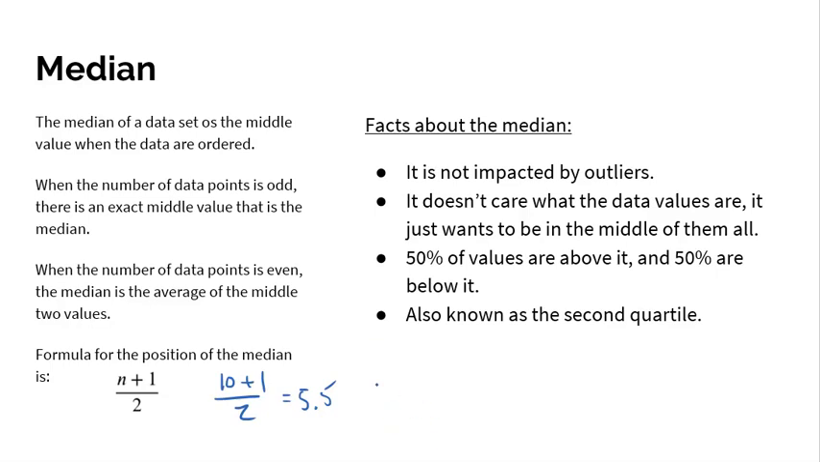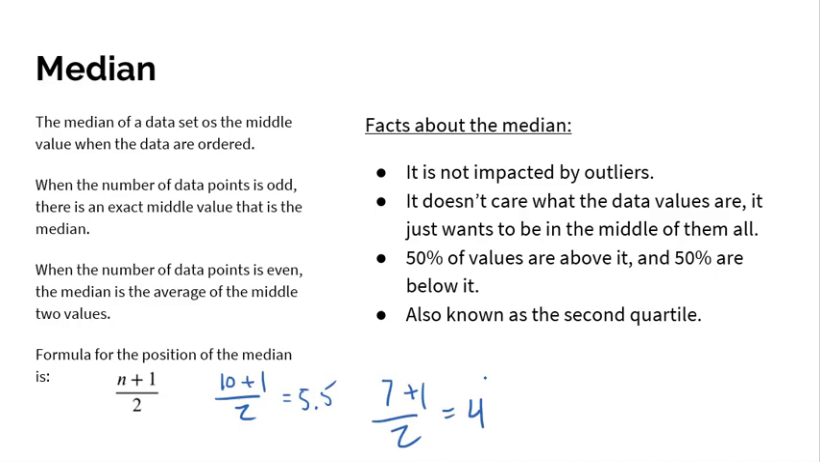If you have an odd amount of data, like 7 pieces of data, plus 1 divided by 2, that's going to be 4. That means the median is the 4th value: 1, 2, 3 below it, 5, 6, 7 above it. So the median is the actual 4th value. But please, I can't stress this enough, this formula does not find the median, it just tells you where to go and look for it.